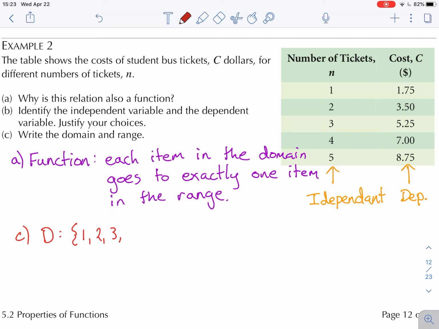Letter C, the domain. Now, according to this graph, strictly, our domain is 1, 2, 3, 4, and 5. But it makes sense that you could buy more tickets, right? But you can't buy, well, you could even buy 0 tickets, couldn't you? That would give you a cost of 0.